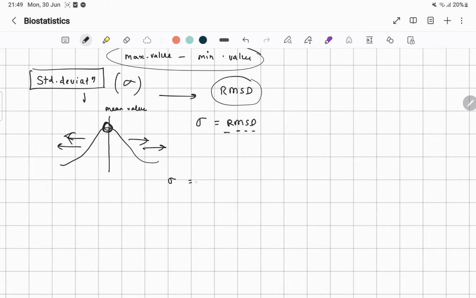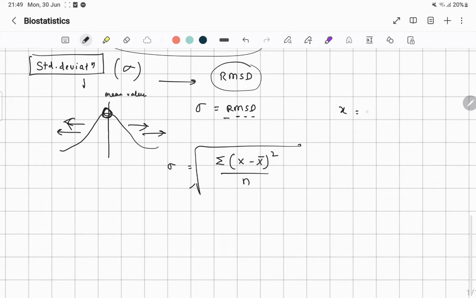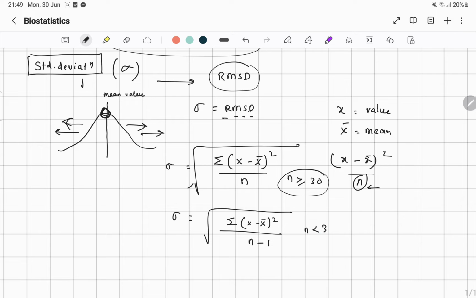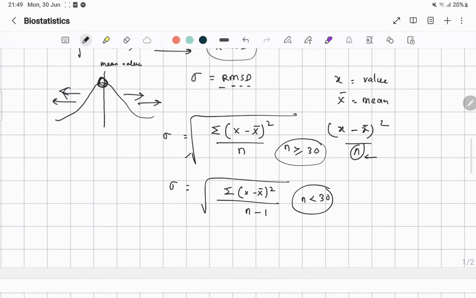Sigma is basically the square root of the summation of (x minus x bar) whole square by n. x is the value, x bar is the mean, you have to sum the values, and n is the sample size, the number of values. This is valid if n is more than 30. Sigma is equal to the root of the summation of (x minus x bar) whole square by n minus 1 if n is less than 30. So you have to remember the formula.